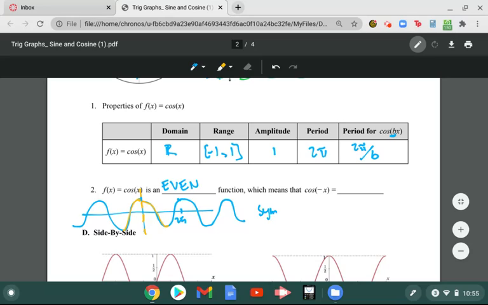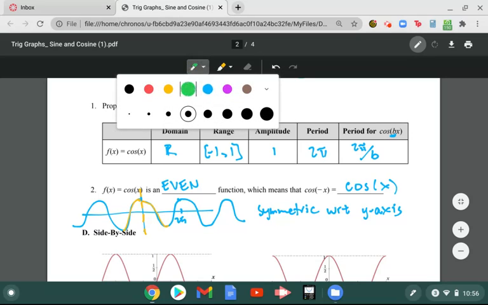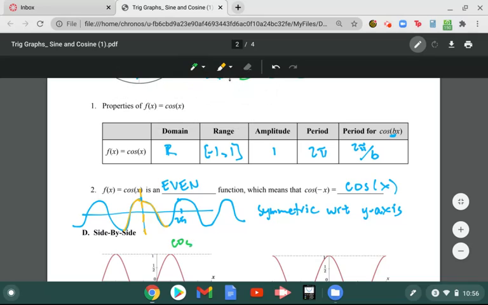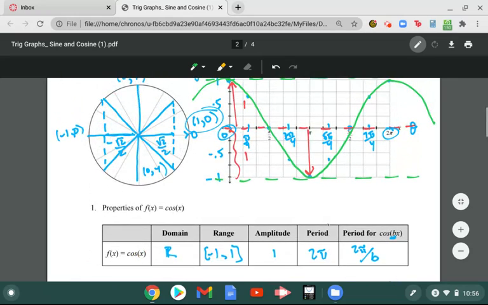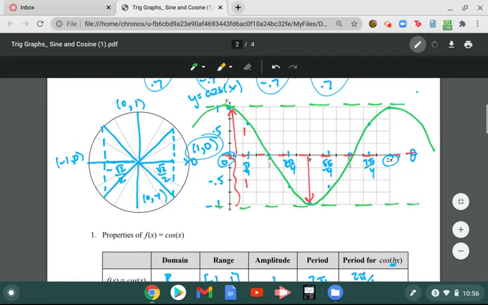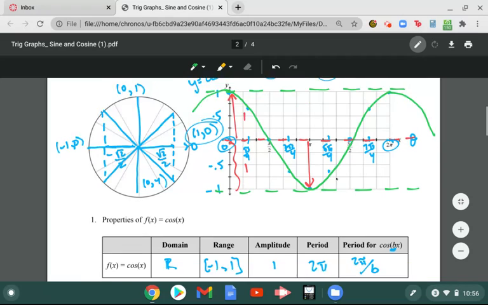So we say that this is symmetric with respect to the y-axis. That y-axis symmetry, the even property, means that the cosine of negative x, the negative sign goes away, is equal to cosine of x. So we go ahead and just test one of these. Let me do it here. We can go ahead and test the cosine of 2 pi, actually. That'd be a great one.